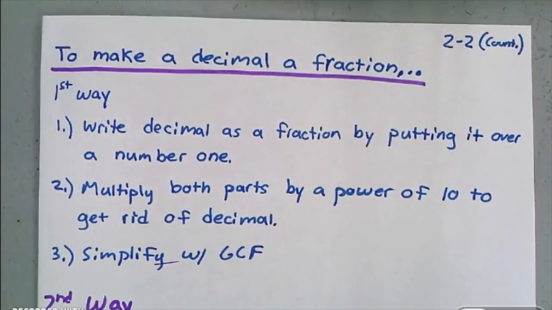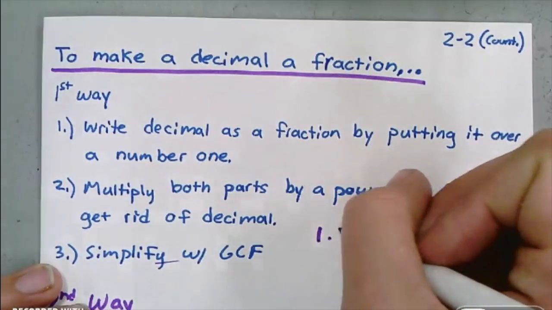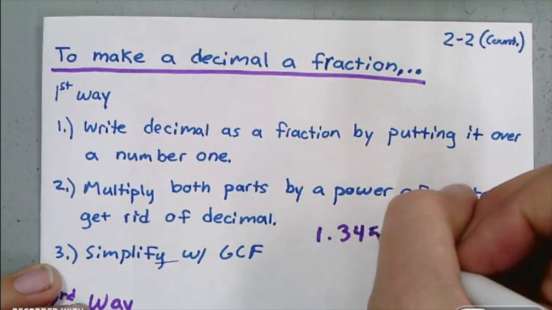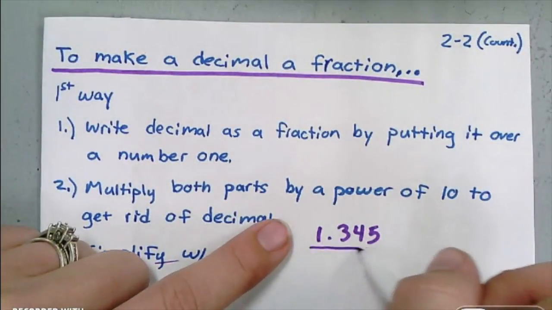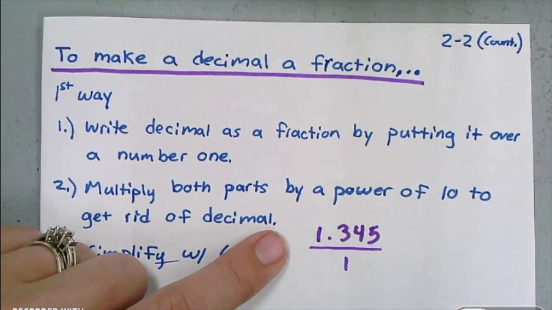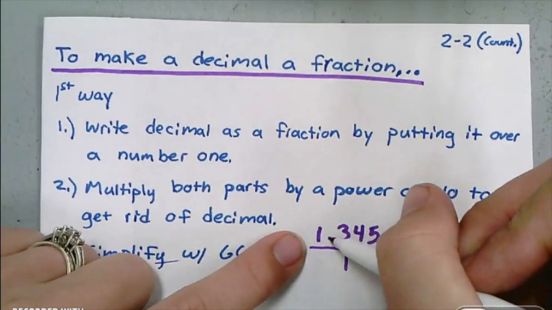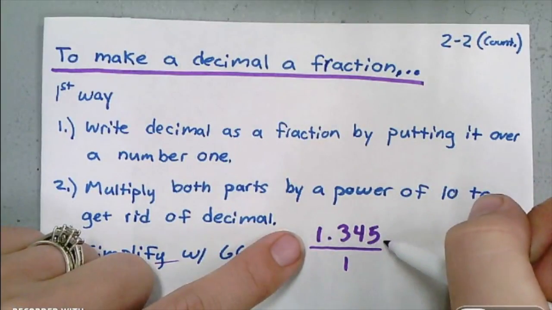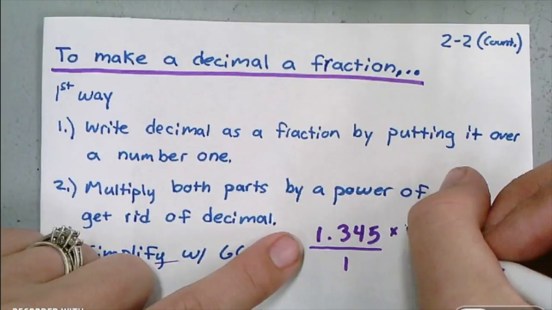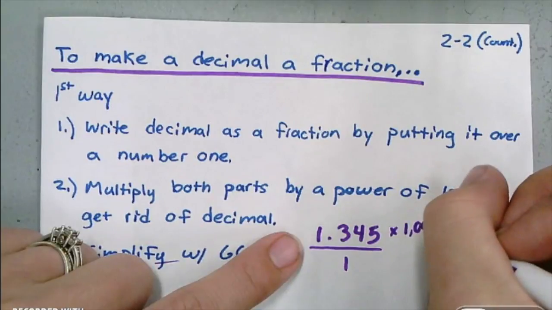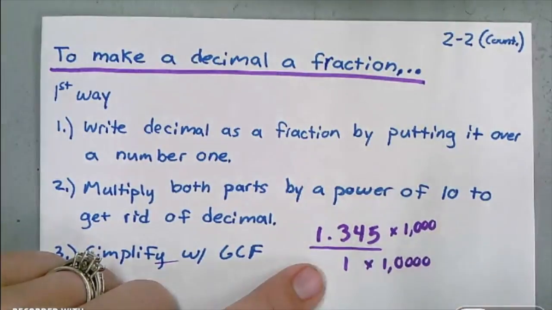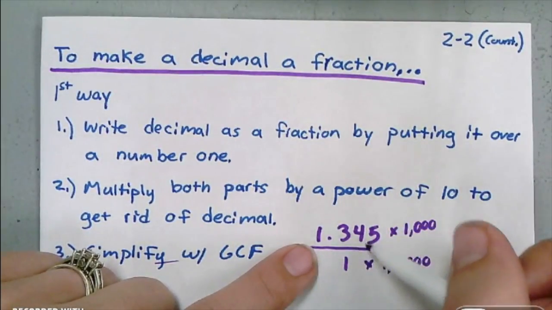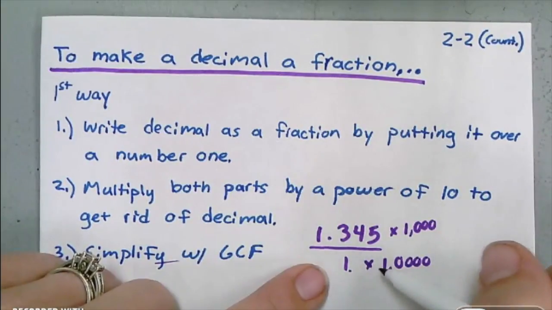So for example, the decimal 1.345. If I wanted to make this into a fraction, what I could do is I could put the whole thing over a 1. And then I'm going to multiply the top, the numerator, times 1, 2, 3 decimal places, which is 1,000. And I'm going to multiply the denominator by 1,000, which is the same thing as 1, 2, 3, which means I'll go from here 1, 2, 3 places.